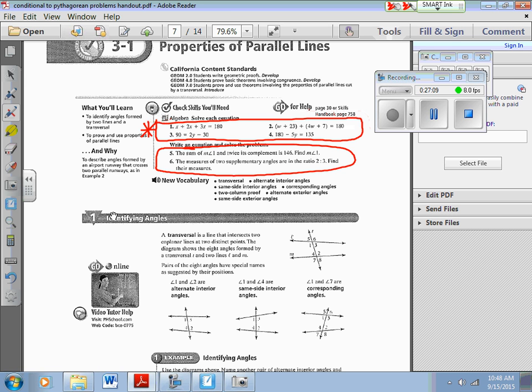Take a look at the vocabulary words we're going to talk about today. Put a starter, because we're going to go over these words. The first word that is already set up for you is transversal. Go ahead and highlight that word, transversal. It's already there. Go ahead and read what it means.